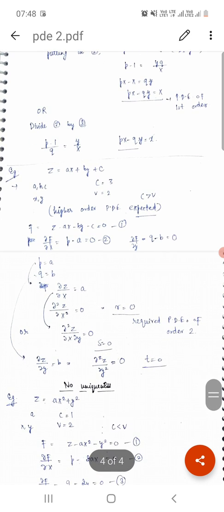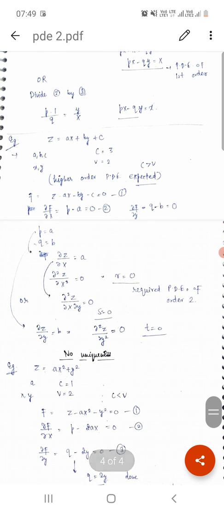But since we know that an order of more than 1 is expected in this kind of situation, we can simply differentiate p equals a or q equals b, the second and third equations, again with respect to x or y, and what we get is s equals 0 or t equals 0 or r equals 0. Any one of these answers you can give in the question paper as your answer. This is the required partial differential equation of order 2.